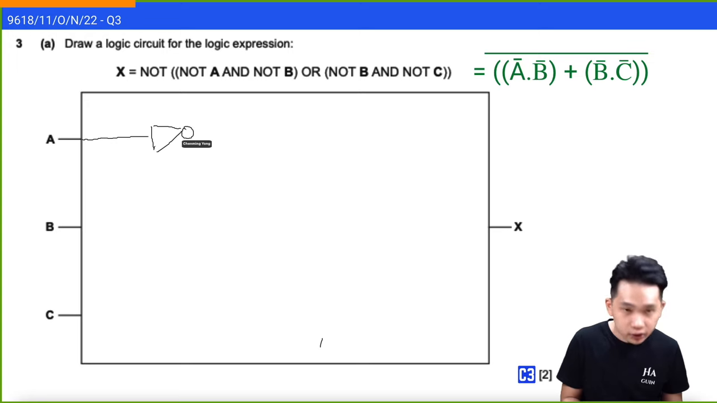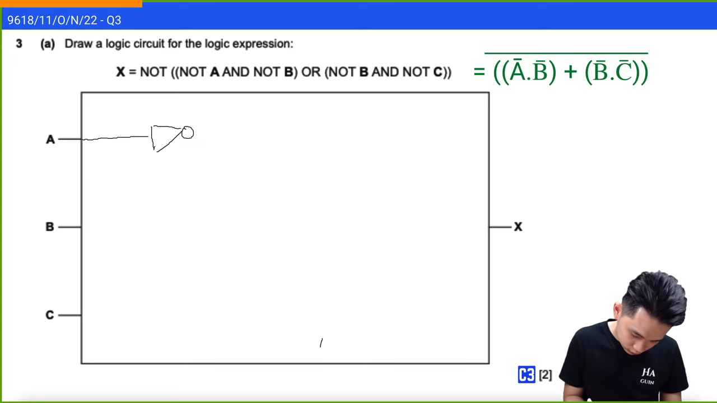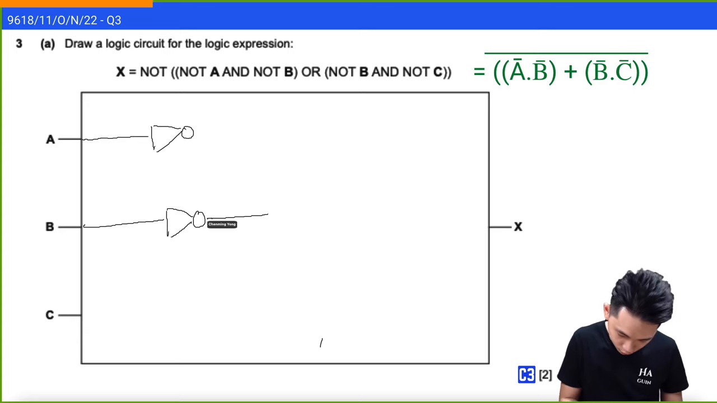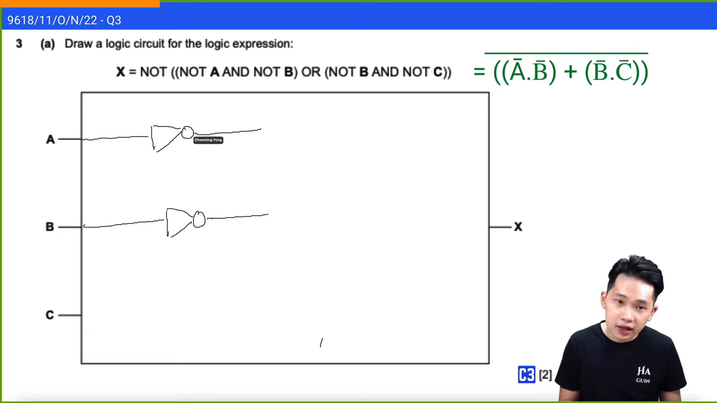So this is for not A. And then for not B, it's the same thing here. So I'm just gonna draw this. And then be doing a NOT gate here, and then we'll be just completing the line here. Yeah, I forgot to complete the line at the top here. Okay, so this is for NOT A and NOT B.